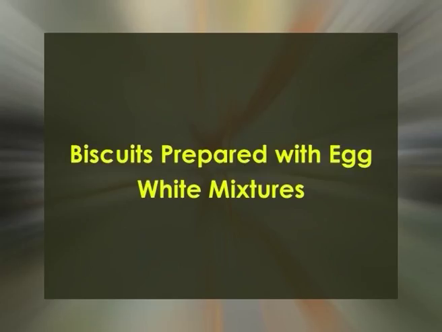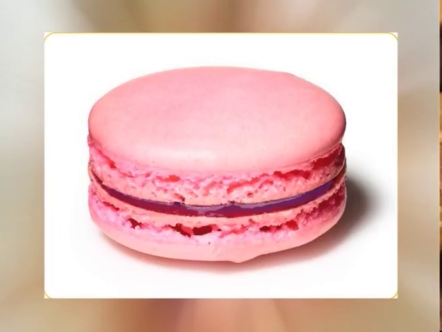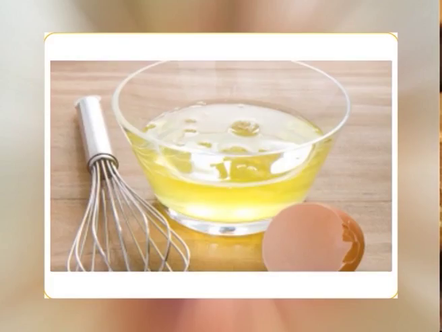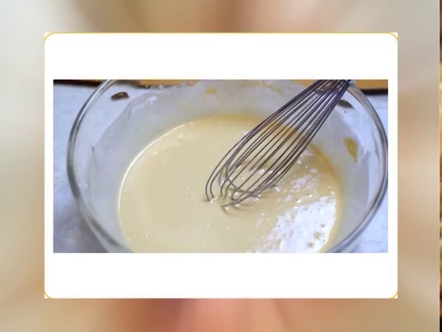Number 3. Biscuits prepared with egg white mixture. Biscuits made from egg white mixture are light in texture, for example macaroons. When egg whites are lightly beaten, it becomes a loose foam which is used to bind dry ingredients. Nuts are often used as the basis of these mixtures, replacing the flour that provides the body of most biscuit dough. A blend of nuts and sugar moistened with sufficient egg white forms a batter which produces crisp light macaroons. These biscuits have a deliciously chewy texture.